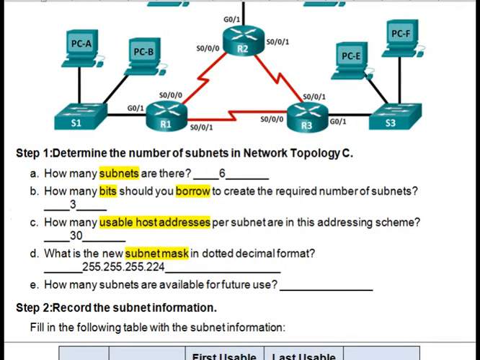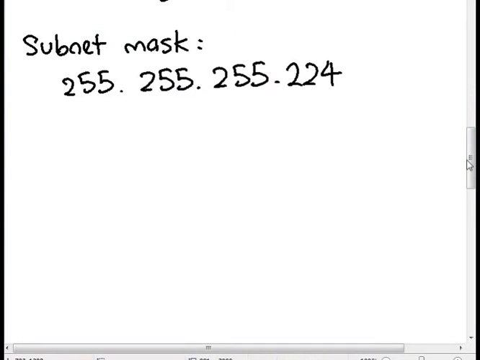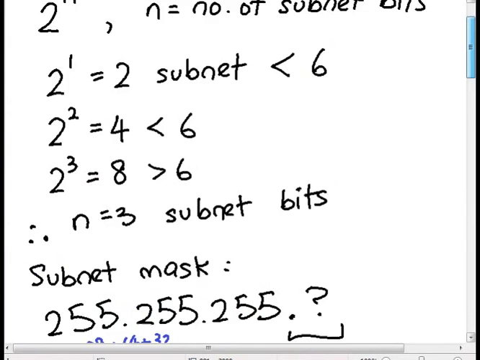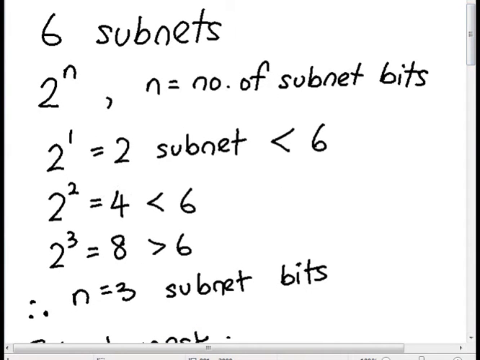255.224. Okay, so let's try to find the answer for the last question. How many subnets are available for future use? In this case, we notice that we only need 6 subnets, but we are actually planning for a total of 8 subnets in this case.